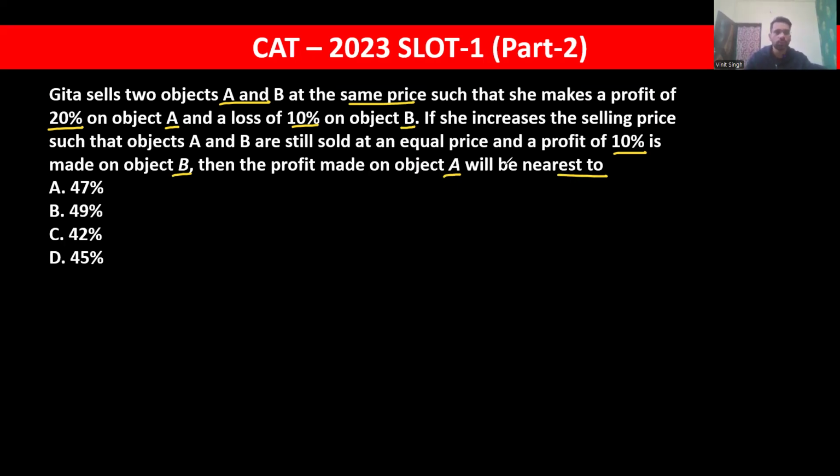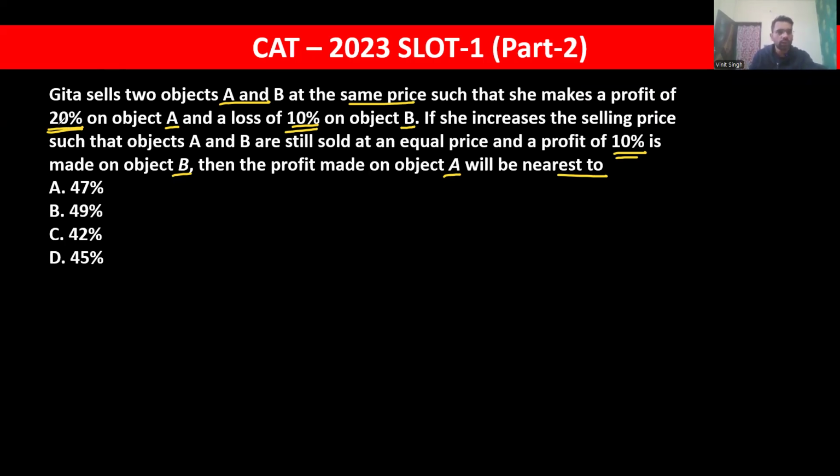So Geeta sells two objects A and B at the same price. The selling price of both products is the same. On the first product she gets a 20% profit and on the second one she gets a 10% loss. Then she increases the selling price of object B to get a 10% profit, and the selling price at that time is also equal for both products A and B. Then we have to find how much profit A will be nearest to.